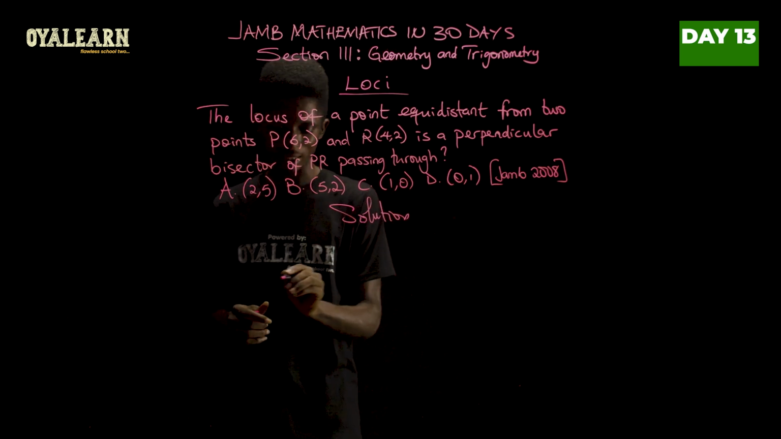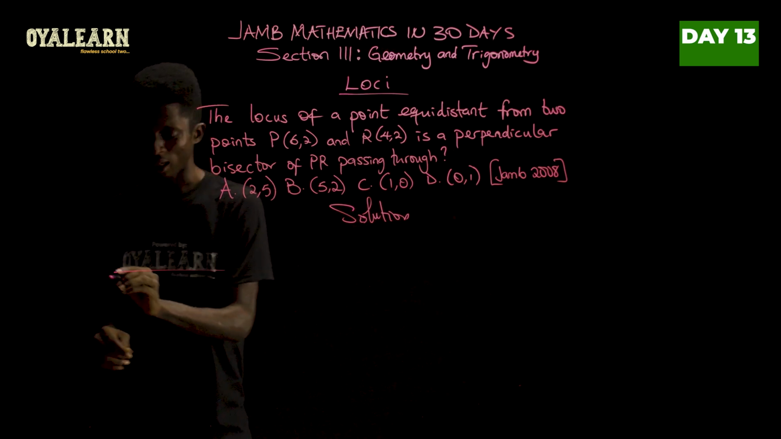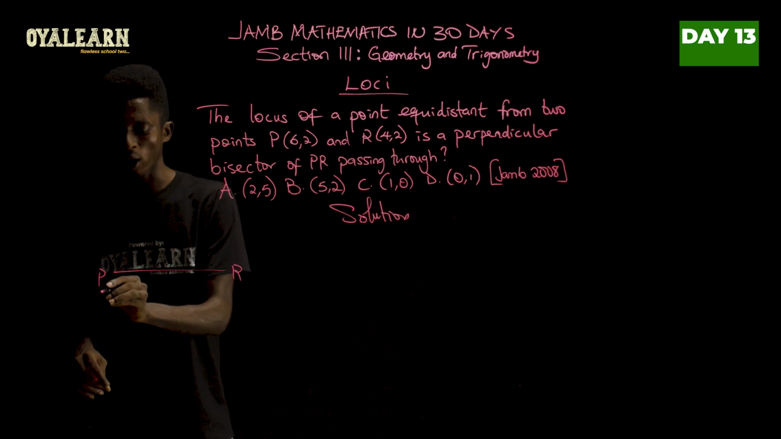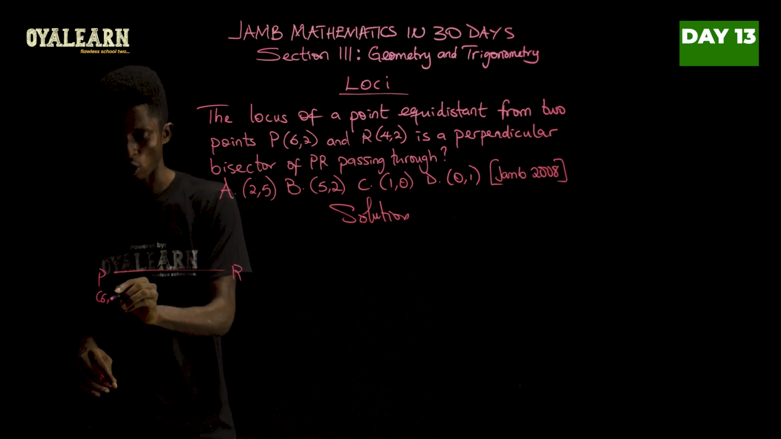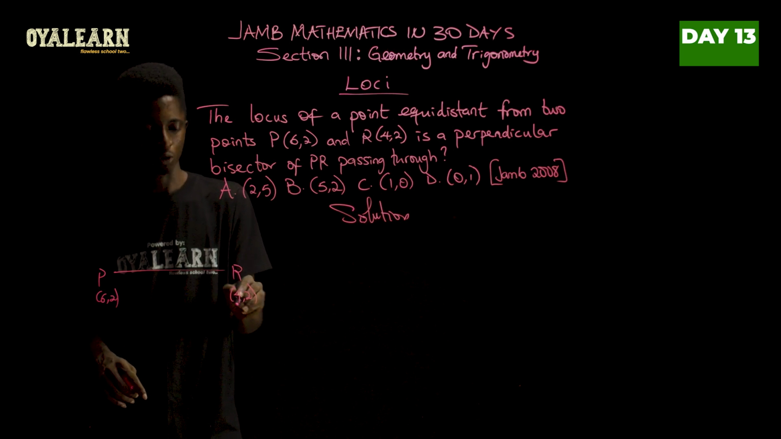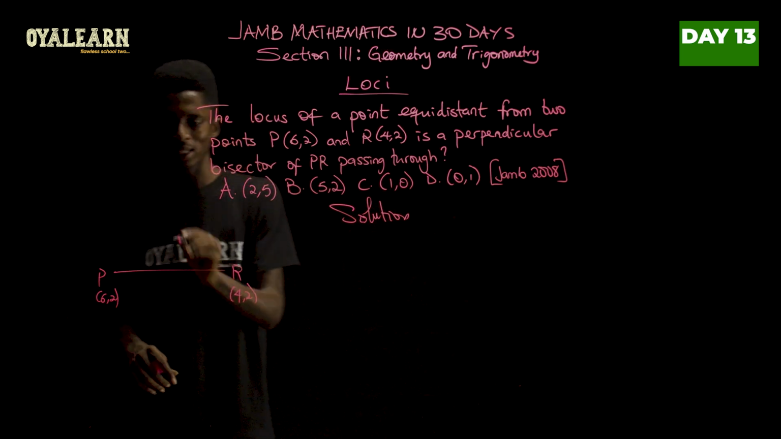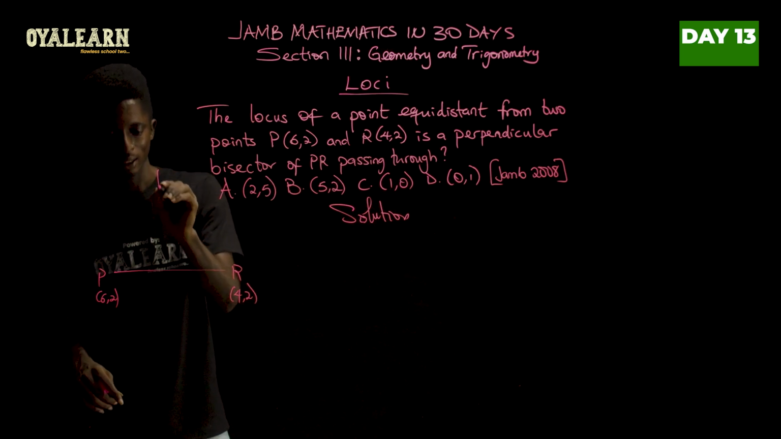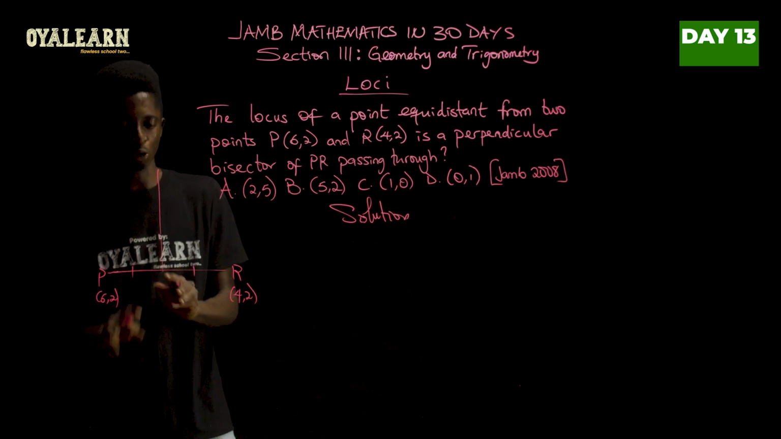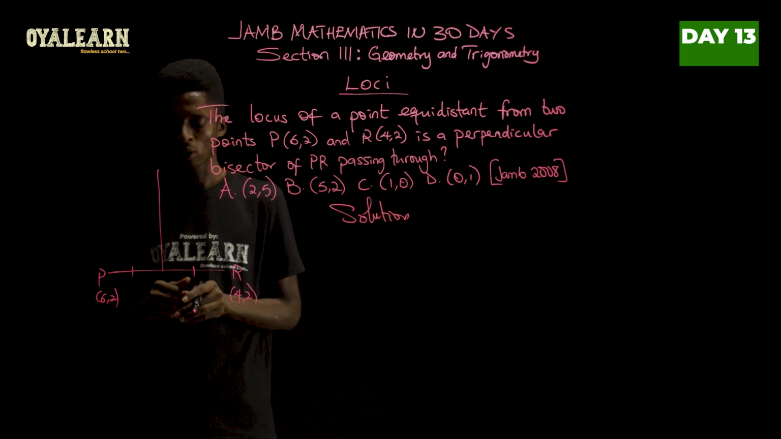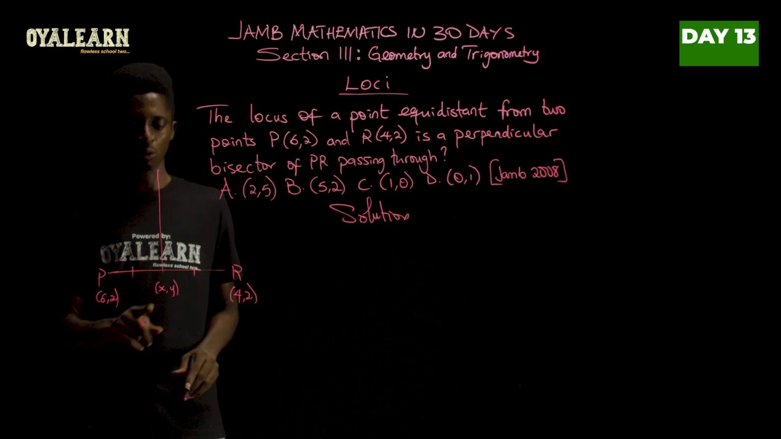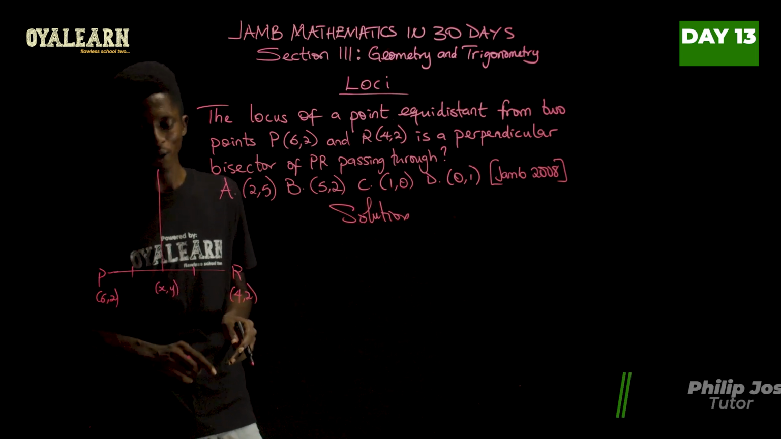To put this in perspective, let's consider this line and call this P and this R. And the coordinate of P is 6, 2, and the coordinate of R is 4, 2. Now, the perpendicular bisector would be a line that comes to the midpoint here, dividing this into two equal lengths. So, to find the coordinates of this point is what we are asked to do. So, how do we find the coordinates of this point?